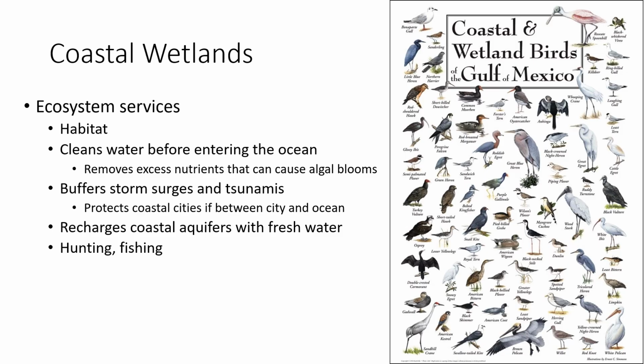that are going to be using all the nutrients before they get to the ocean and causing a eutrophication event. They buffer storm surges and tsunamis in the same way that coral reefs and, as we'll show later, mangrove forests will. And they recharge coastal aquifers with fresh water, and you can have hunting and fishing, that food procurement in coastal wetlands. In fact, coastal wetlands were heavily used by people during Paleolithic times, before agriculture, because they were so biodiverse and so rich with living organisms.